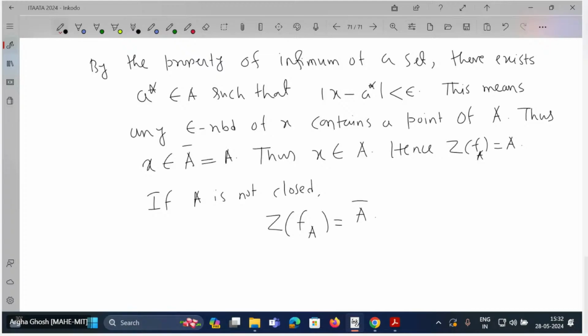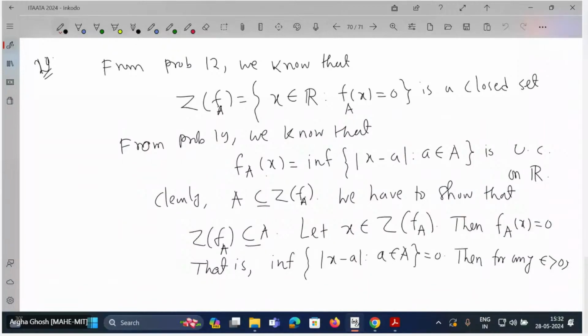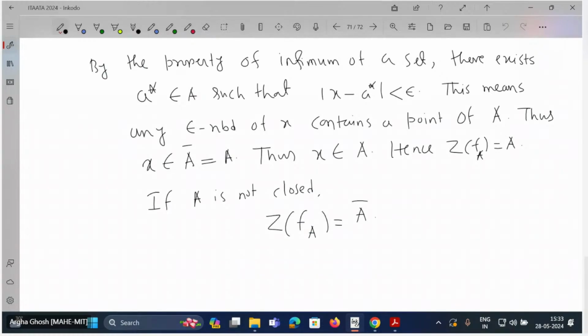But what about the other part? We proved that A is a subset of Z_f of A. Then how can we say that A closure will be over here? Yes, A closure is the smallest closed set containing A, and Z_f of A is a closed set containing A. Therefore A closure is a subset of Z_f of A. Good. So that's how we can prove that this is true in general, even if A is not a closed set.